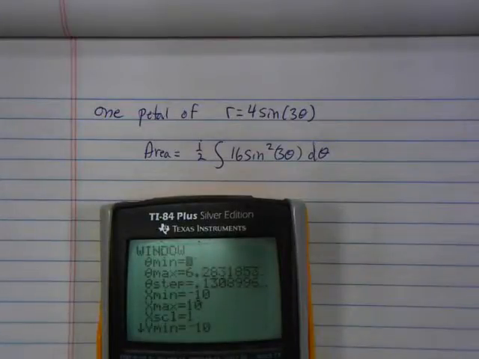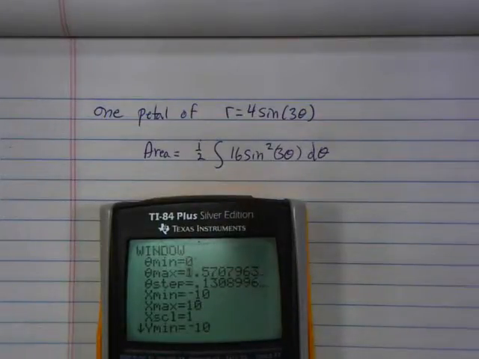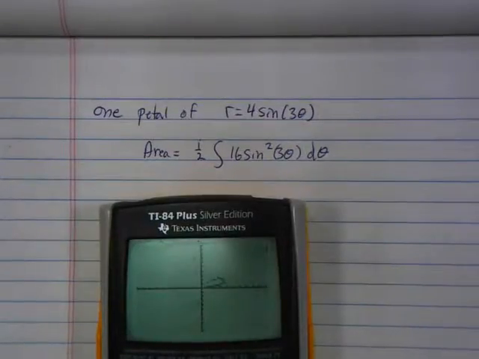All right, let's try that. 0 to pi over 2. If I go 0 to pi over 2, it draws more than 1 petal. So pi thirds. 0 to pi over 3. That does look like it draws 1 complete petal.